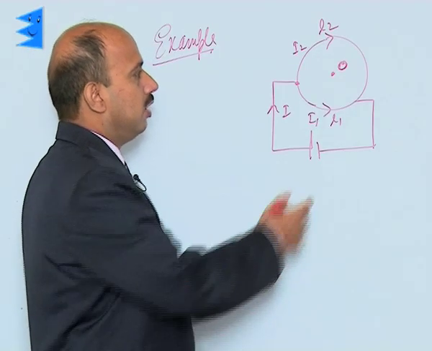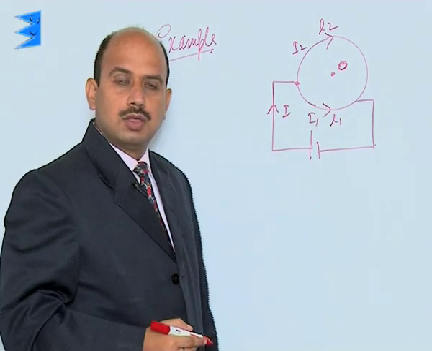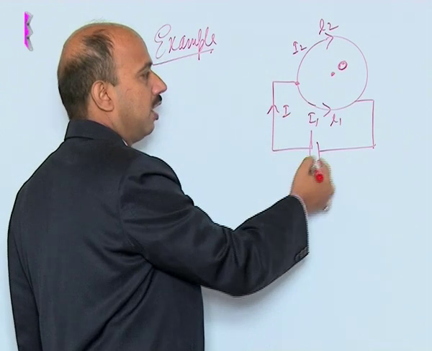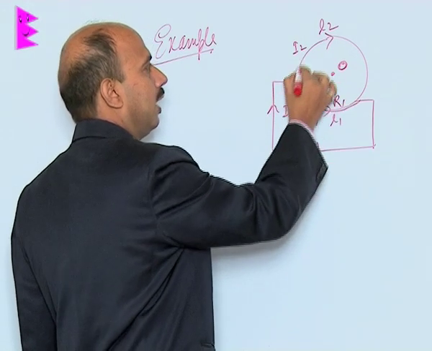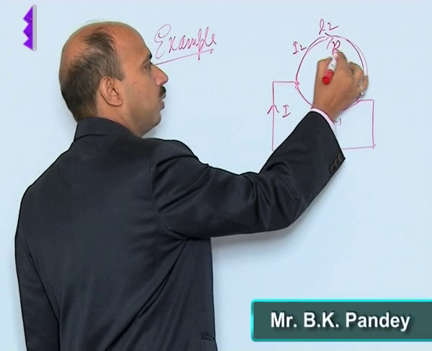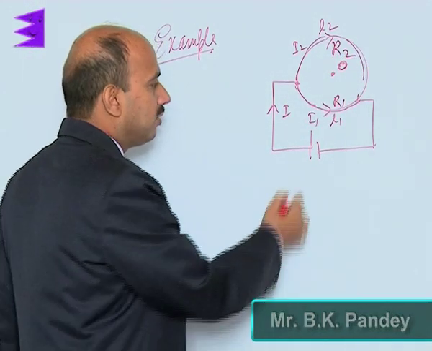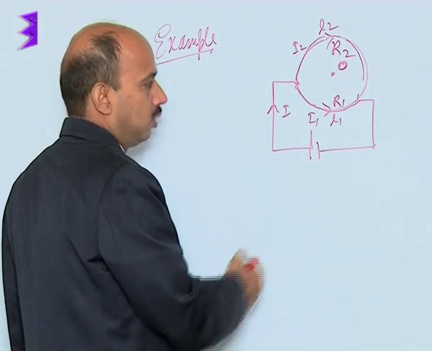Now see here, this is a circular loop. This wire has resistance R. Suppose on this side, L1, the resistance is R1, and the resistance of this other wire is R2. Now, it is connected with a battery or a cell here.